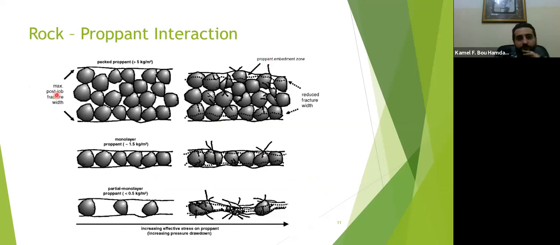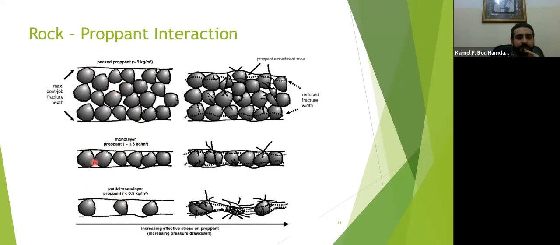Okay, let's look at these images over here, starting with the left side, those three. If you look at the difference between them, you can easily tell that it's the number of proppants, or the concentration of proppants within this region. So the first one, we have like 3 up to 4 layers of proppants. The second one over here, we have just a single layer and they are all close to each other. So hence we can say this is a monolayer arrangement. The first one is a packed arrangement. The last case, we have also a single layer, but we have large spaces between the proppants. So this is called a partial monolayer arrangement.